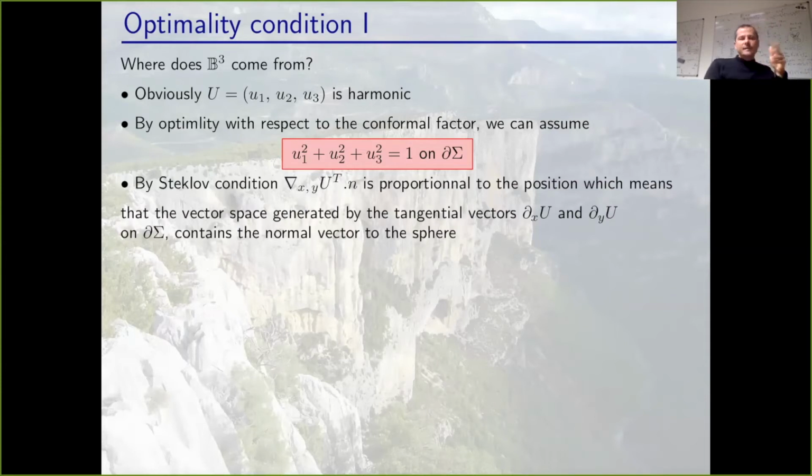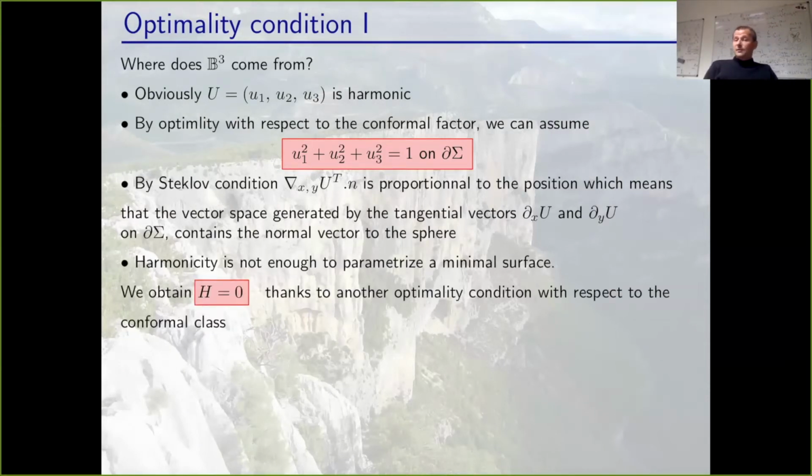Now there is a simple fact, which is the orthogonality. If you just look at the derivative of your vector with respect to the two variables on your surface, which are x and y, you obtain that dxu and dyu on the boundary of the surface contain the position, which is exactly the normal vector to the sphere at this position. So you are sure that the tangent space contains the normal direction, which is exactly the optimality, the minimality with respect to this boundary in the sphere.